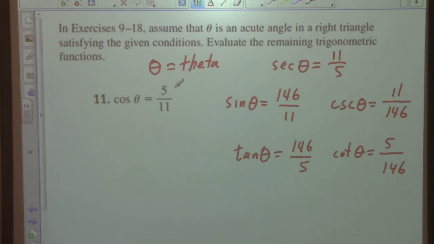So here's your adjacent, right? Here's your hypotenuse. And then we have hypotenuse and adjacent, so we need to find our opposite, right? Opposite is going to be equal to the square root of hypotenuse squared minus adjacent squared. So that's going to be the square root of, what do you say, 96?